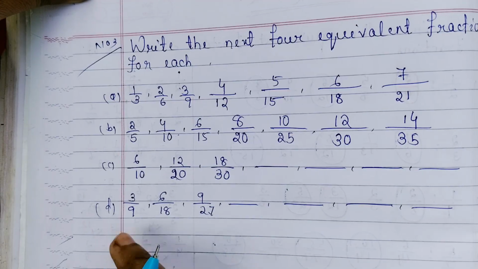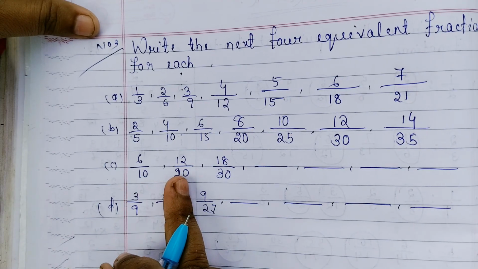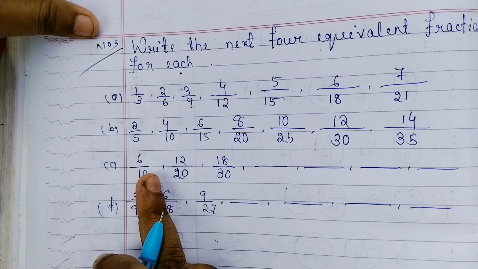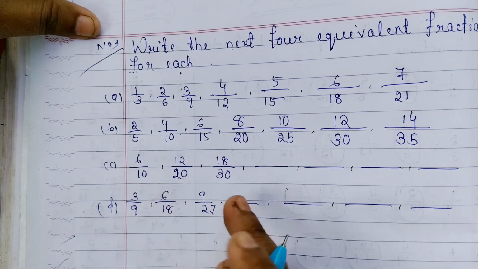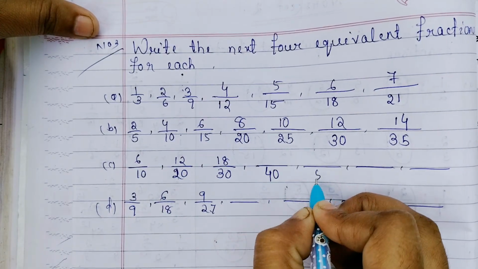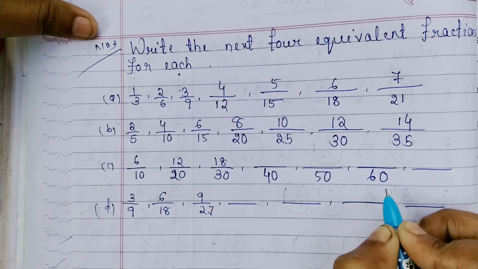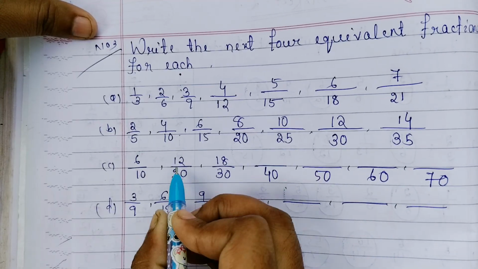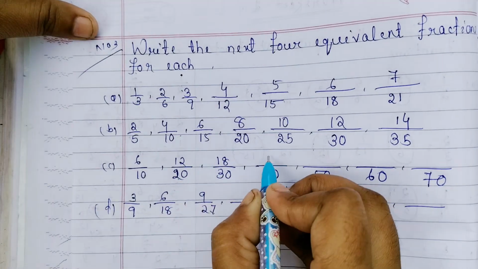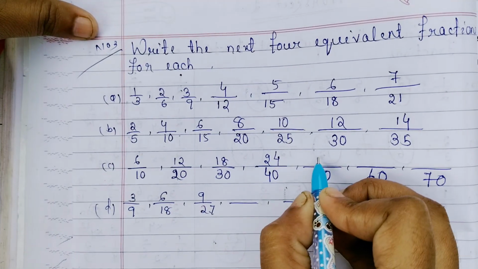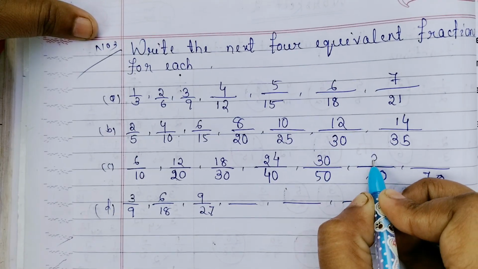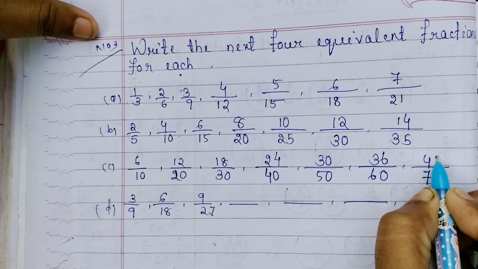Now equivalent function of 6 by 10. 10 times 2 is 20, 6 times 2 is 12, 10 times 3 is 30, 6 times 3 is 18, then 10 times 4 is 40, 10 times 5 is 50, 10 times 6 is 60, 10 times 7 is 70. 6 times 2 is 12, 6 times 3 is 18, 6 times 4 is 24, 6 times 5 is 30, 6 times 6 is 36, 6 times 7 is 42.